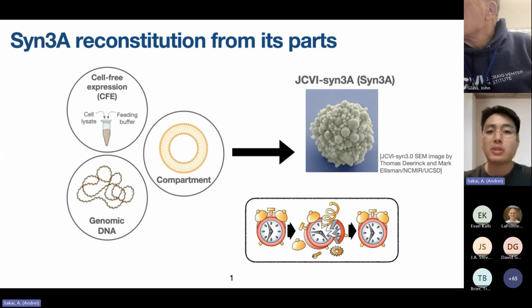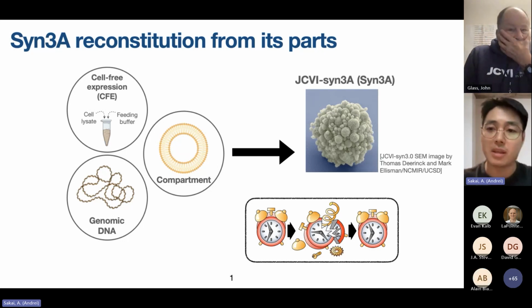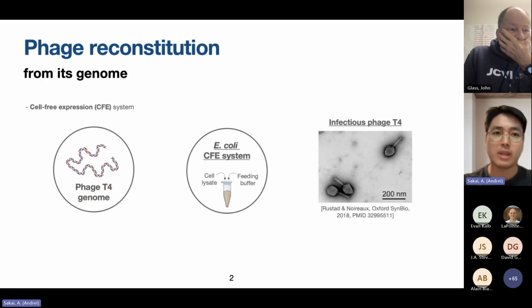This approach can sound a bit simplistic in terms of experiments, but we believe that this might allow us to learn about the design principles behind building synthetic cells from the bottom up. This approach has already been used by some groups, so I'll give you one example here. By Professor Vincent Noireaux from the University of Minnesota. He was able to reconstitute phages, viruses, from its genome.